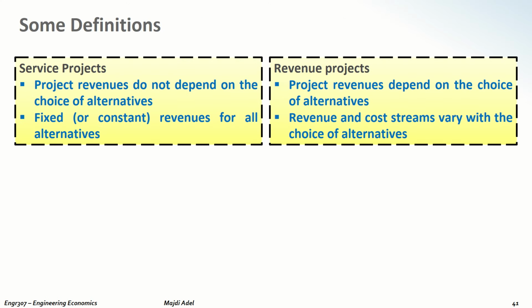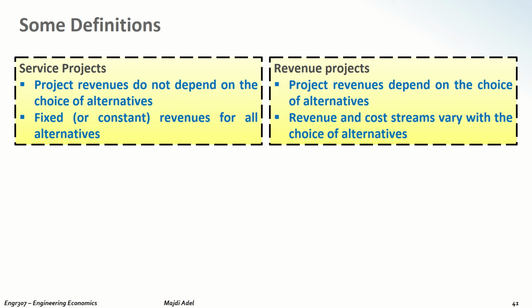Now before we continue, we will see some definitions. We have what we call service projects and we have what we call revenue projects. Service projects: my revenue doesn't depend on the alternative. إذا اخترت الخيار A, if I chose A, B or C, my income will not change. Okay? It will be the same. Or sometimes there's going to be no income, ما راح يكون عندي income نهائياً. This is what we call service projects.